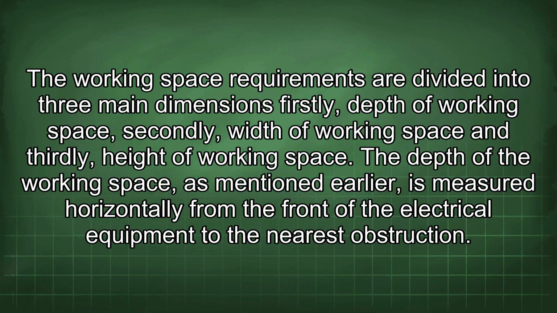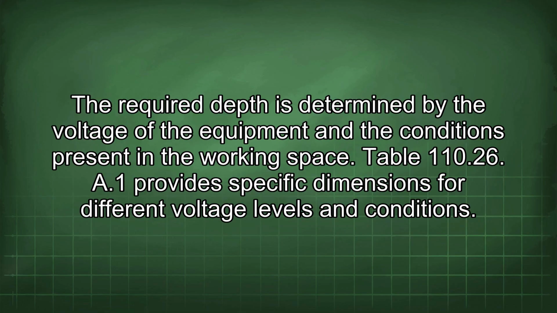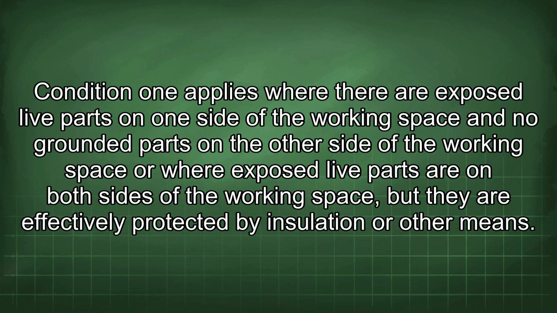The depth of the working space, as mentioned earlier, is measured horizontally from the front of the electrical equipment to the nearest obstruction. The required depth is determined by the voltage of the equipment and the conditions present in the working space. Table 110.26(A)(1) provides specific dimensions for different voltage levels and conditions. Condition 1 applies where there are exposed live parts on one side of the working space and no grounded parts on the other side of the working space, or where exposed live parts are on both sides of the working space, but they are effectively protected by insulation or other means.